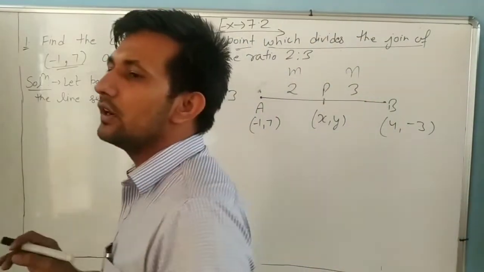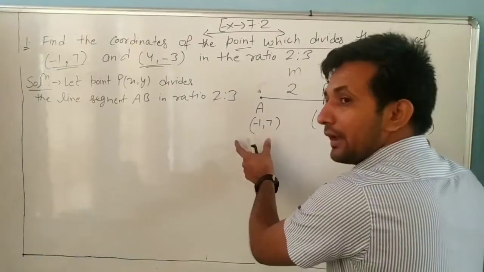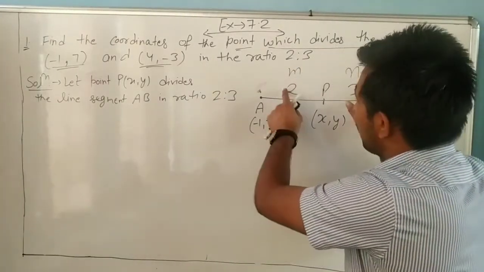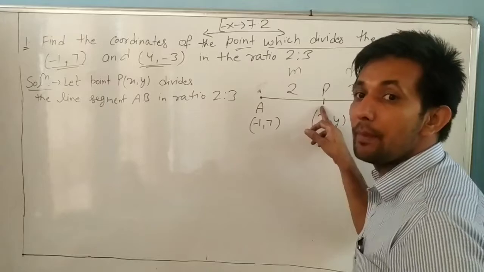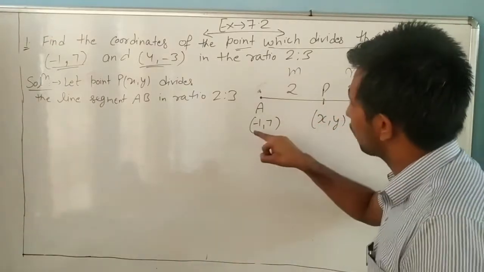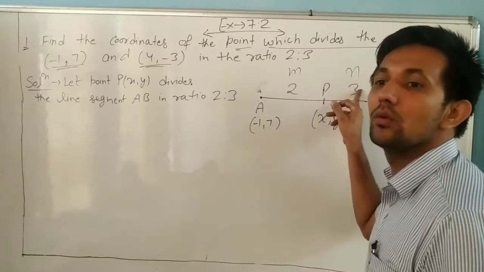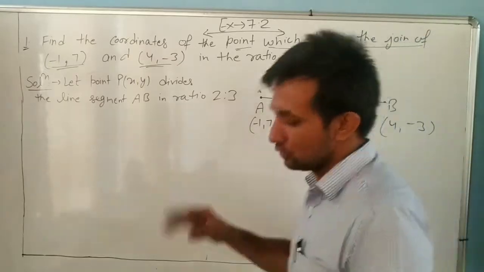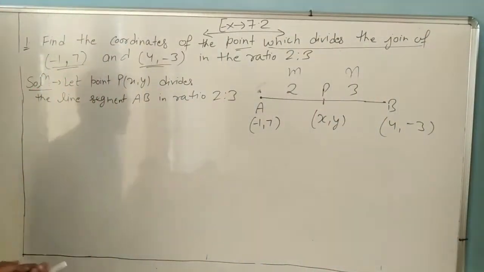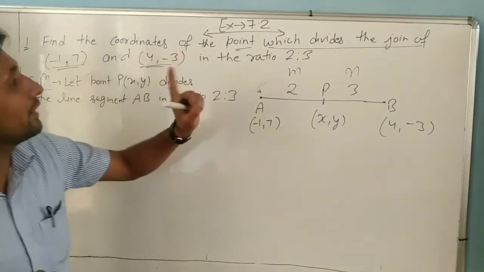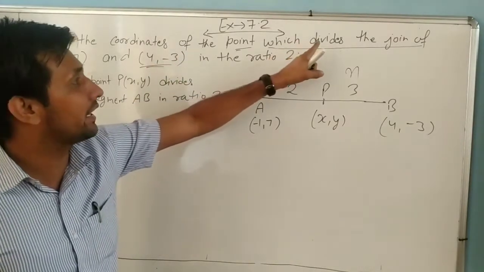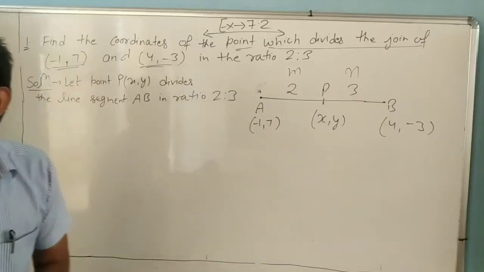In every question, dear, maybe the coordinates of A and B are given and the ratio is given, find the coordinate of P. Maybe in the next question, the coordinates of A, B and P are given, find the ratio. So in every question we will use the section formula. Whenever in any question you observe that it divides, we will use the section formula.